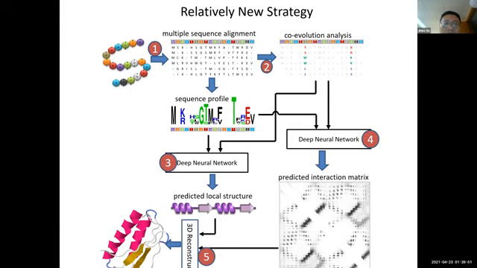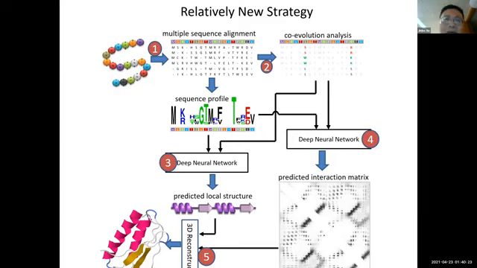Then from this multiple sequence alignment, we can extract some useful information. For example, we can get the sequence profile. The sequence profile encodes the conservation information at each position of this protein. We can also do some co-evolution analysis. The co-evolution analysis will identify those positions which are likely co-evolved. Then we feed this information into some machine learning models, especially deep learning models.